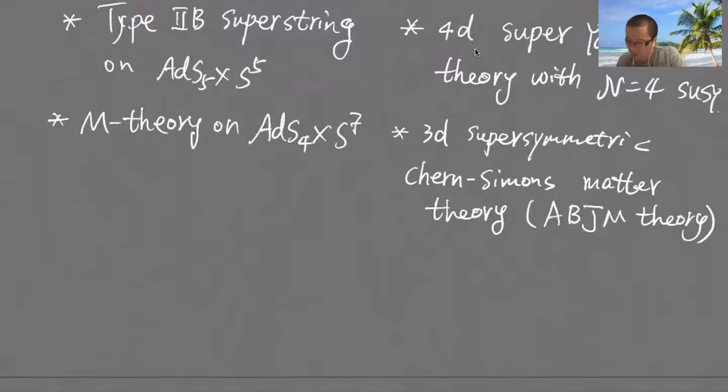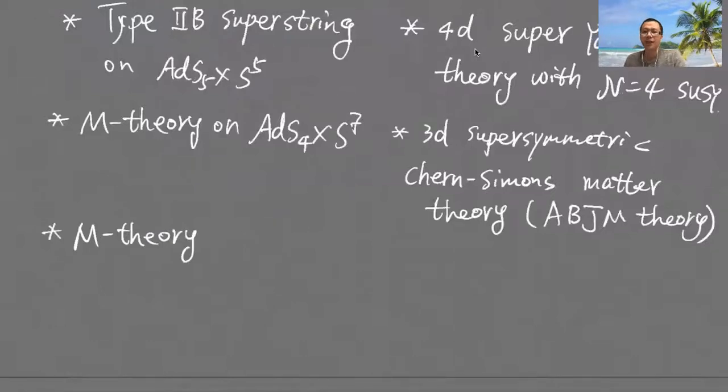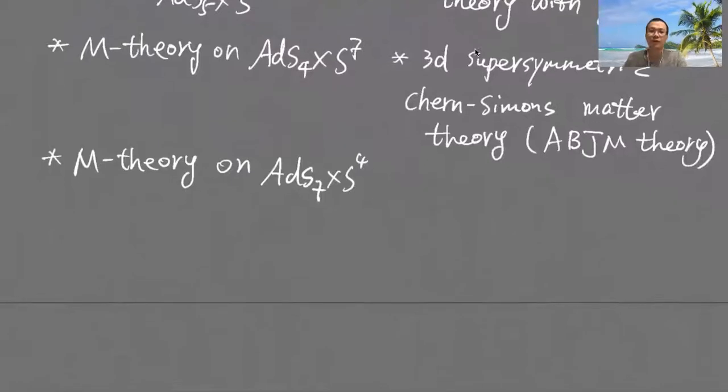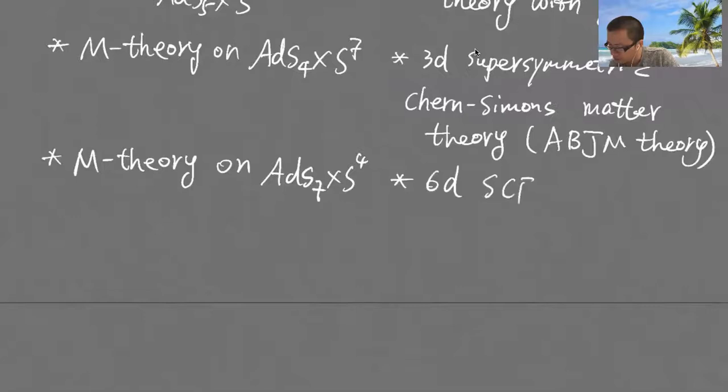The final example is where we have M theory on AdS7 × S4. And the dual theory is a 6-dimensional superconformal field theory, with (2,0) supersymmetry. Okay.